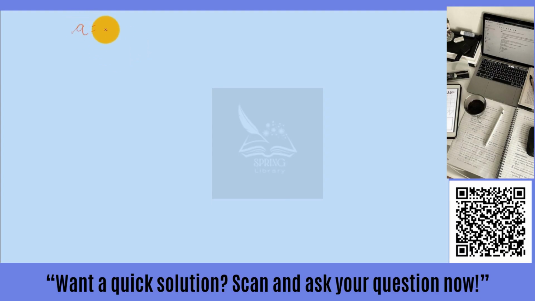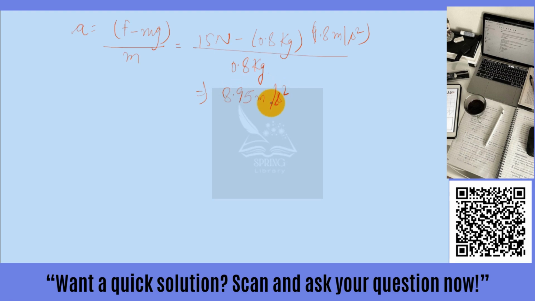From where a is equal to (F minus mg) divided by small m, which is equal to (15 Newton minus 0.8 kg multiplied by 9.8 meter per second square) divided by 0.8 kg, we get 8.95 meter per second square. The result is positive, thus upward, because the acceleration is positive here.